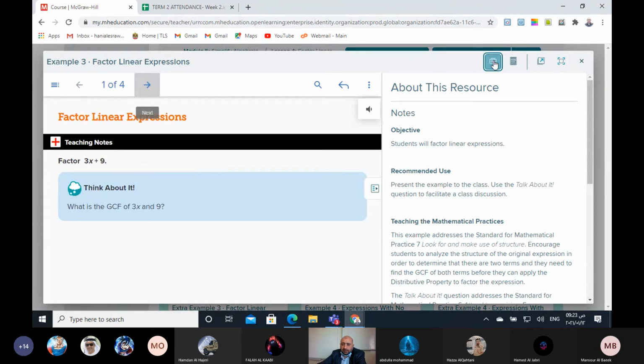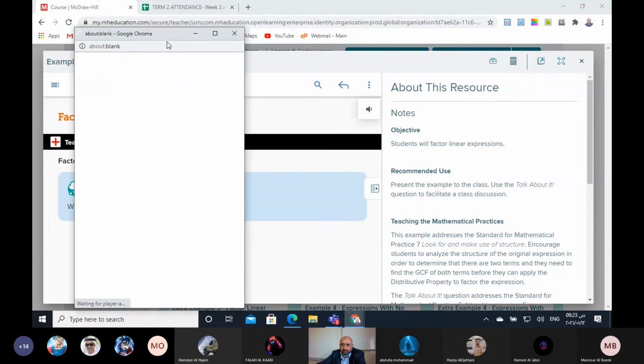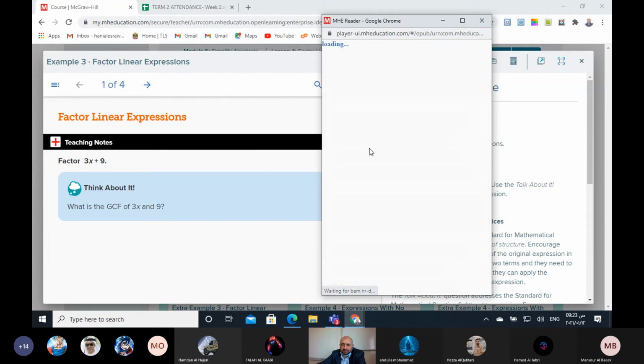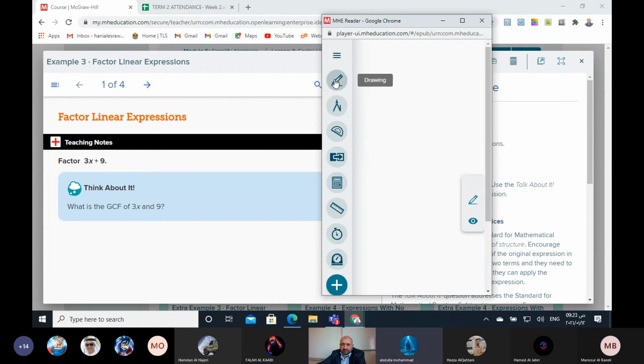Okay, listen here, this is the same idea. The answer is 3. So now we have this linear, 3x plus 9, and we want to factor. How do we do this?